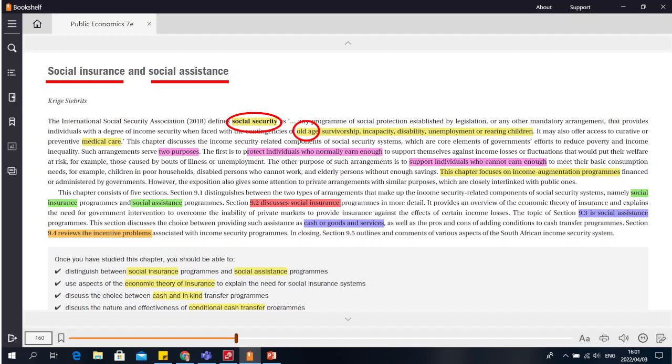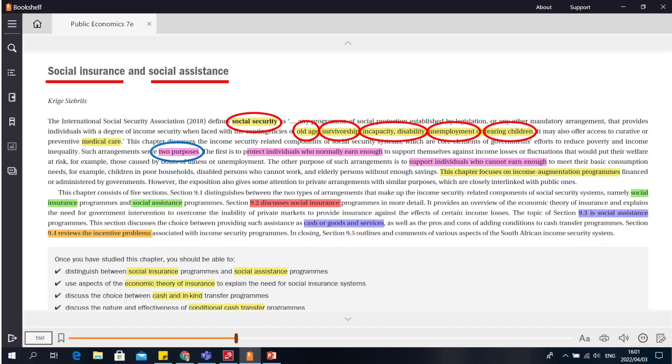So this covers a lot of things. It covers old age, survivorships, people that are very poor, incapacity and disability. I googled the word incapacity and one of the synonyms is disability, so I'm not sure what the textbook authors mean by having two different words there. Then unemployment and rearing children. So parents could also get grants in some cases when they are raising children.